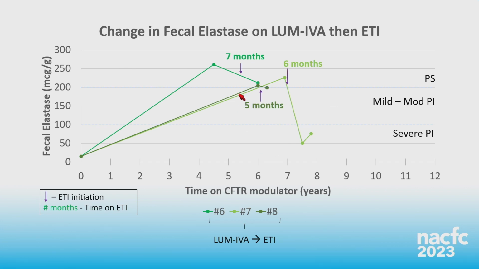Patient number 8 here in moss green started on LUM-IVA at 2.5 years old as a trial participant. And in preparation for transition to ETI, an elastase was taken almost 6 years on LUM-IVA, and it came back at 205, which is just over 200. And we wanted to confirm pancreatic status with another sample, but he soon transitioned to ETI about 1 month later. After 5 months on ETI, we took another sample, and it had decreased down to 199.